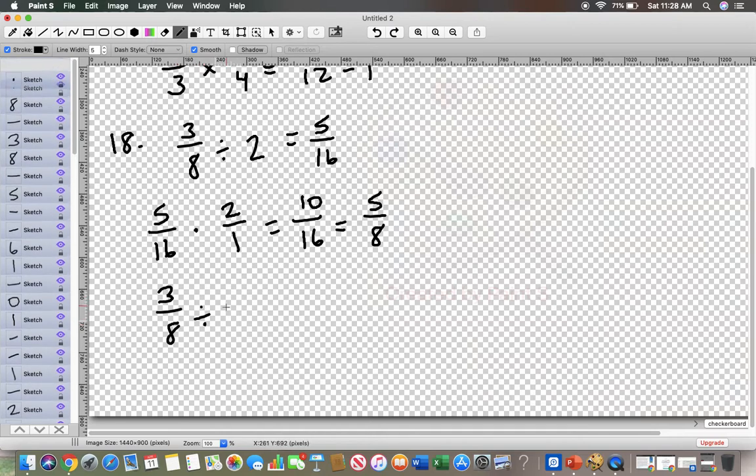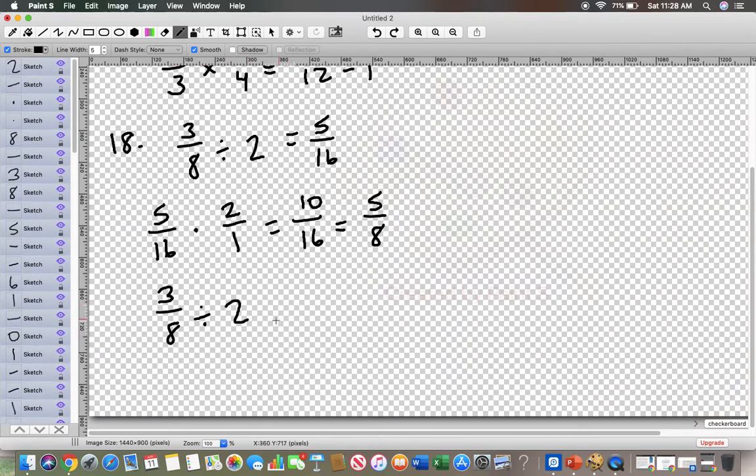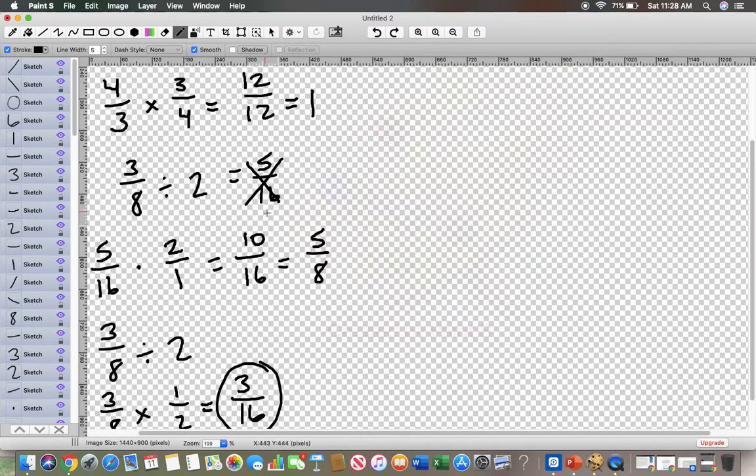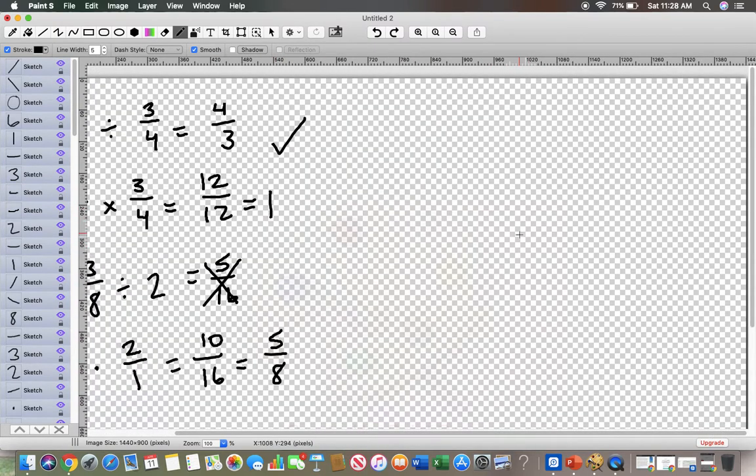3/8 divided by 2, what should it be equal to? Well, we have to solve by multiplying by the reciprocal. Take the reciprocal of 2, which is 1/2. So 3 times 1 is 3. 8 times 2 is 16. The answer should be 3/16, not 5/16. And then numbers 19 through 30, we are finding the quotient by using the reciprocal method, just like we did on numbers 5, 6, and 7. So let's just do a couple of these.